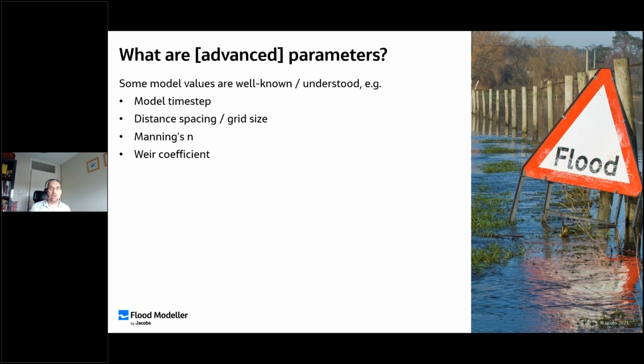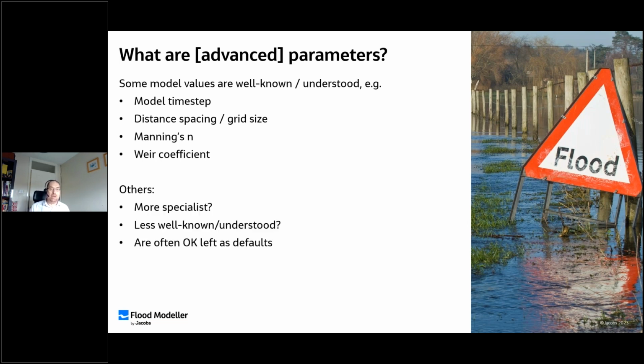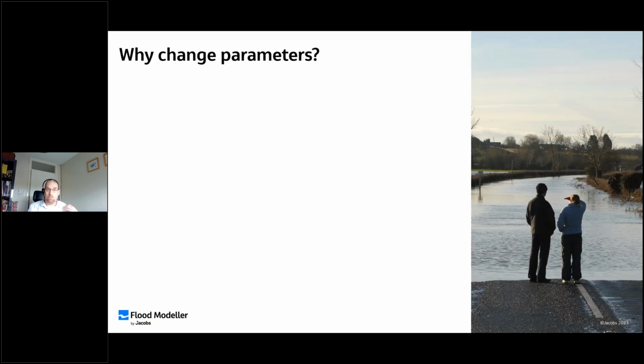What I'm going to be talking about this afternoon is the more specialist, the more niche, less well known, less well understood parameters, and to try and talk about what they mean and what the effect is, and why you should change them and why possibly you might not want to. They're often okay left as defaults. We do have defaults for the parameters, but there are reasons why you want to change them.